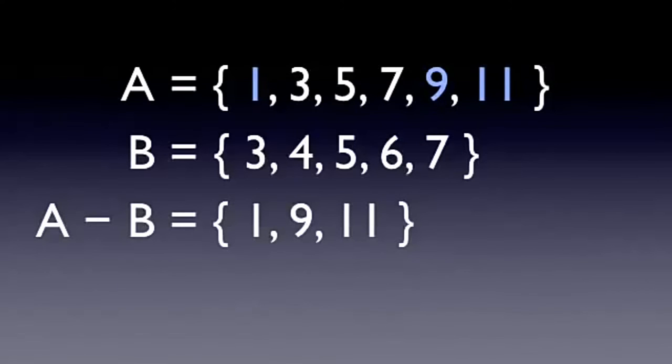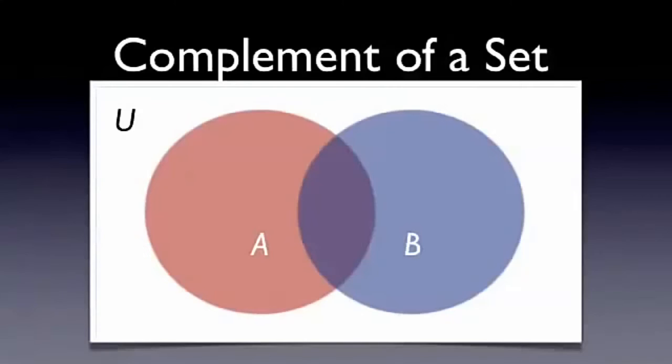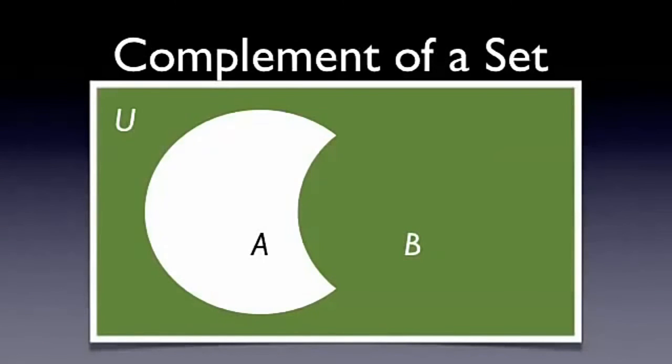To determine the difference between A and B, we find elements that are in set A but are not in set B. Now let's take a look at the complement of a set. The complement includes all elements that are not contained within that set. There are different common notations used to indicate the complement of a set.